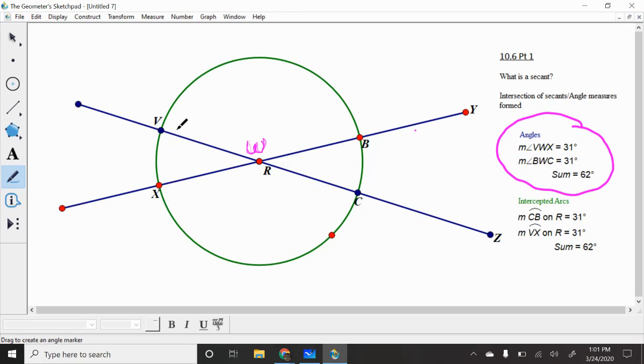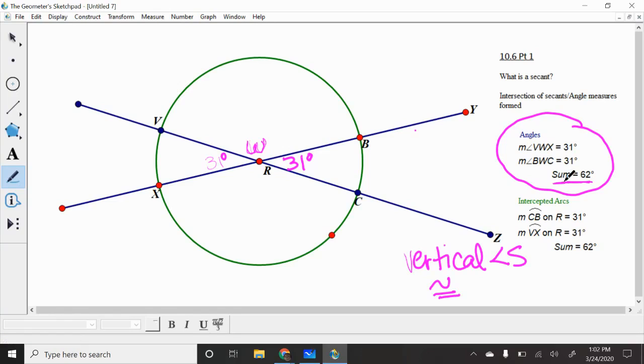VWX is 31 degrees, and BWC is 31 degrees. Okay, that's what that's looking at. And notice those are vertical angles. From previous units, you should know that vertical angles are congruent.